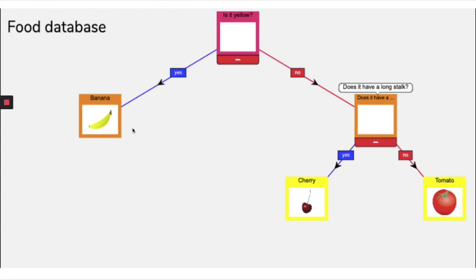Let me just check. Banana, cherry, tomato. Woo! Thank you very much. All right, so that's how a branching database works.